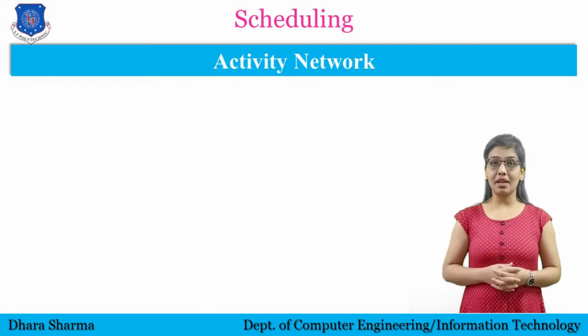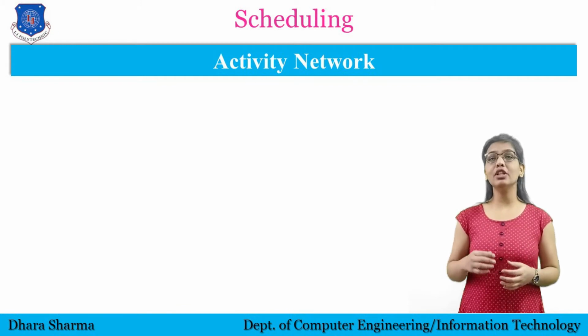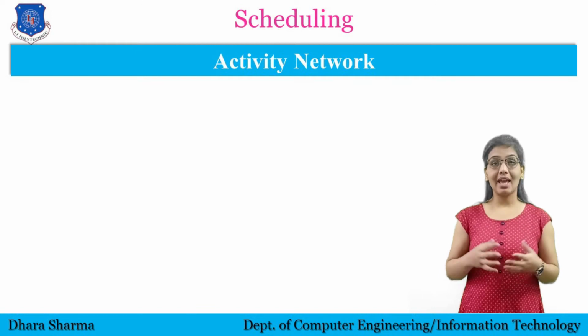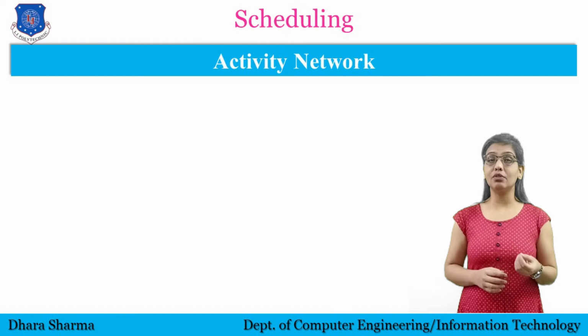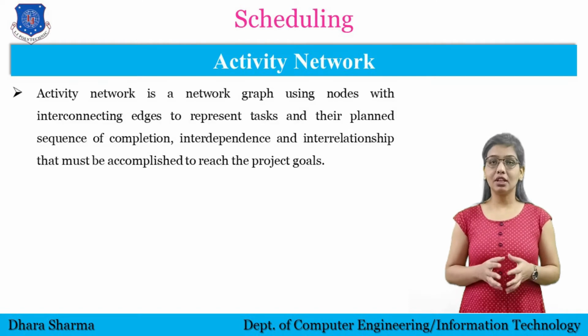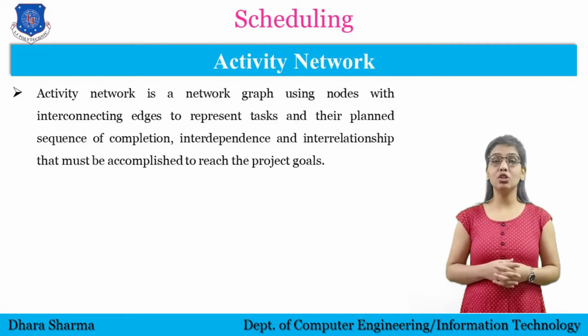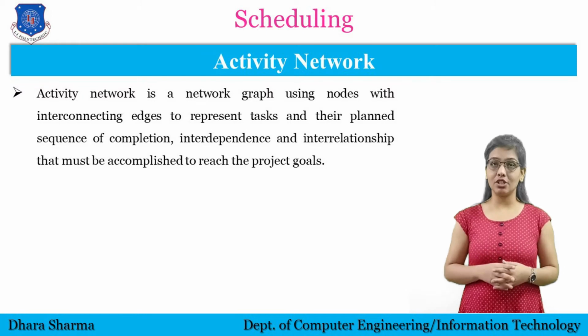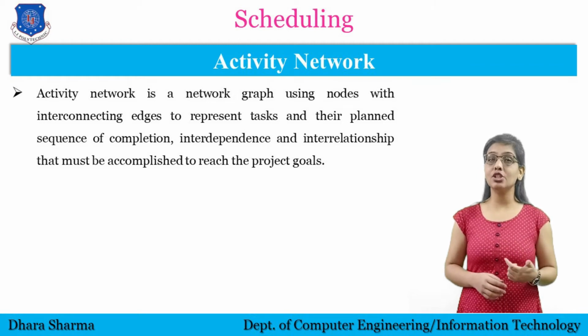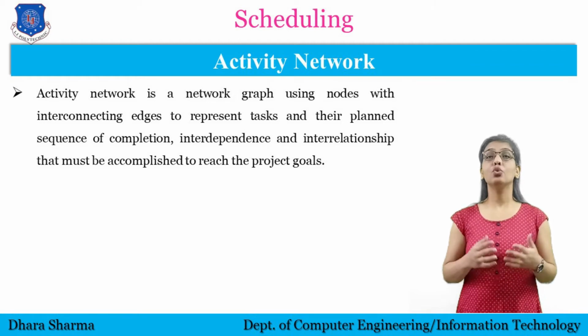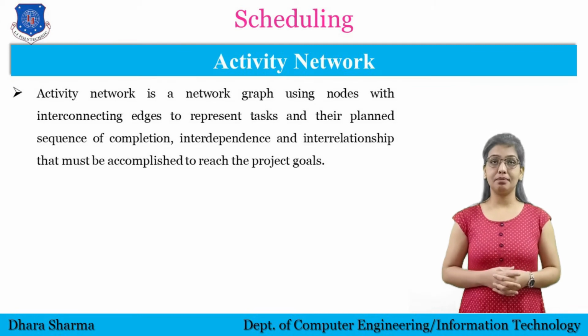An activity in project management is a major unit of work to be completed in achieving the objectives of the project. Activities in a project are graphically represented using an activity network diagram. Activity network is a network graph using nodes with interconnecting edges to represent tasks and their planned sequence of completion, interdependence and interrelationship that must be accomplished to reach the project goals.